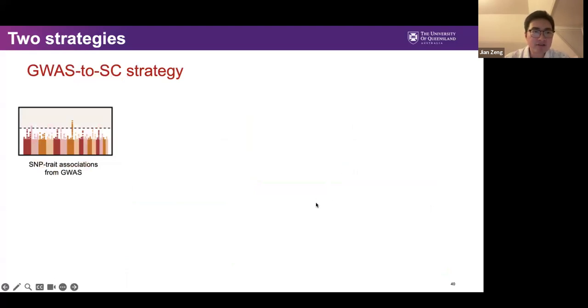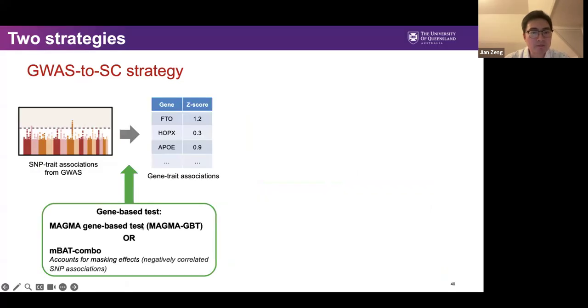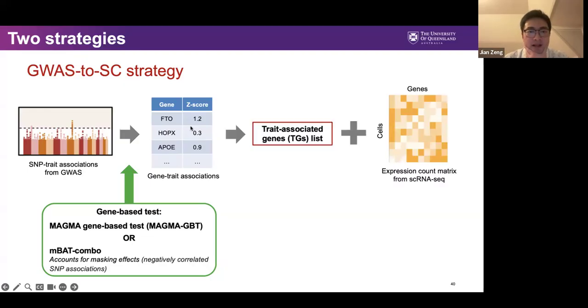Another strategy starts from the GWAS and moves towards the single cell for integration. So from the GWAS, we can do the gene-based test to prioritize genes associated with the trait or disease. Commonly used gene-based tests include MAGMA and ACAT-O. So these are our own methods that account for the masking effect. And after we have the gene-based test, we can come up with the trait associated gene list.